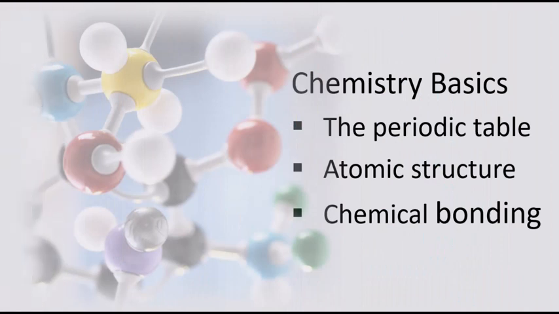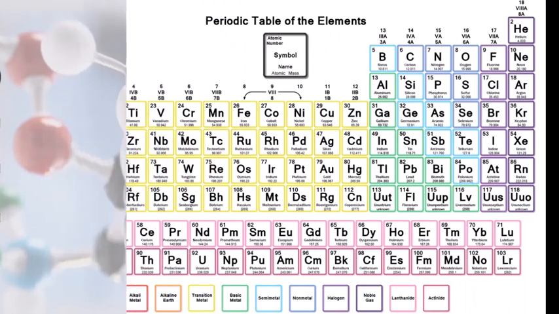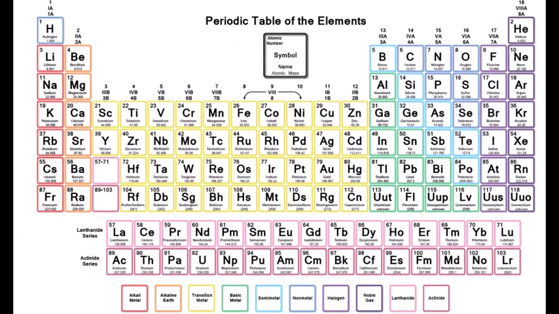In this video, we will review some chemistry basics: the periodic table, atomic structure, and chemical bonding. Let's start at the beginning. Our world is made up of approximately 118 different kinds of substances called elements. These elements are organized on a periodic table and they are grouped by common properties. We'll get back to that idea a little bit later.